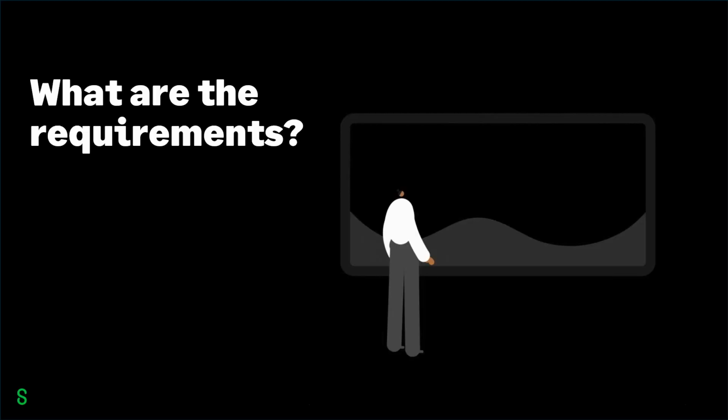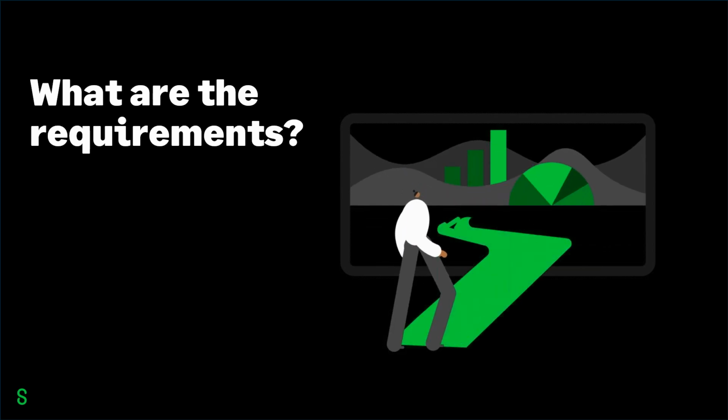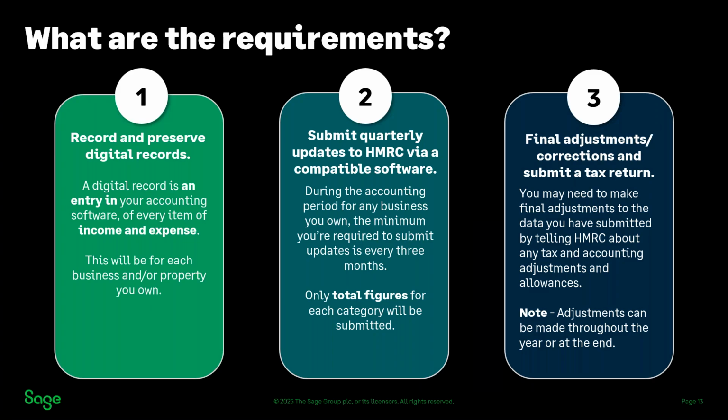Okay, so we'll move on to the next section, which is what are the requirements. So what HMRC have done is we've kind of got it down into three sections. So you've got it as recording, submitting your quarterly updates, and then your final tax return. As I've mentioned earlier, you can break it down into these three sections. Makes it a little easier to digest as well.